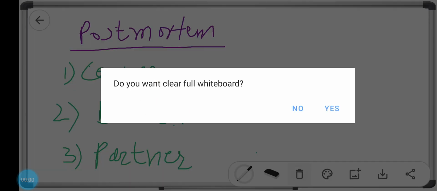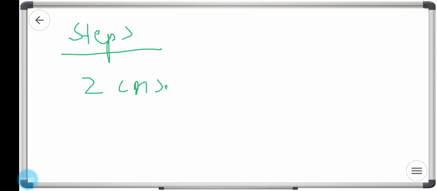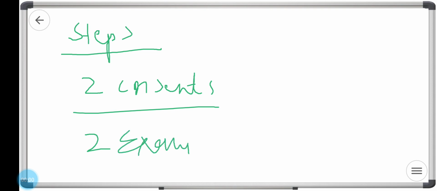Now, what are the steps involved? If we talk about the steps, you need to remember two things. There are two consents in a postmortem, and there are two examinations, and this is what you will be explaining to the person who is requesting, either a partner or close relative.